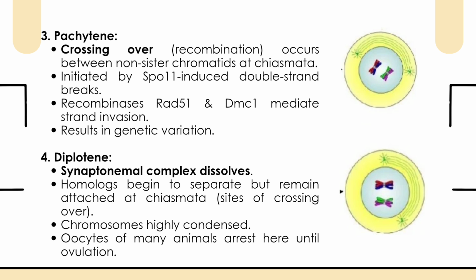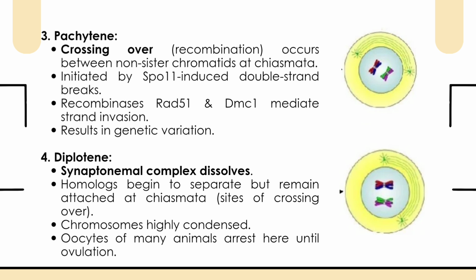Next comes Pachytene, which is the critical recombination stage. Here, crossing over actually occurs. Double-strand breaks are introduced by SPO11, then recombinases, RAD51 and DMC1, mediate strand invasion and exchange between non-sister chromatids. These exchange events become chiasmata, and they create new allele combinations. This is the molecular basis of genetic recombination.